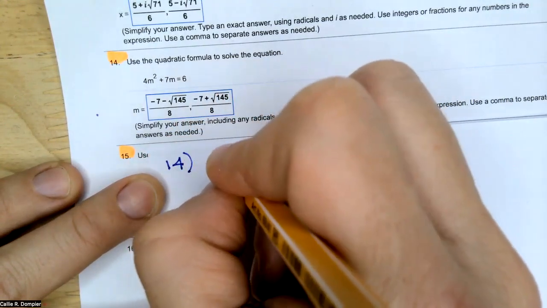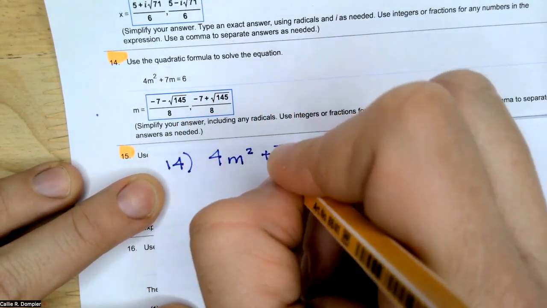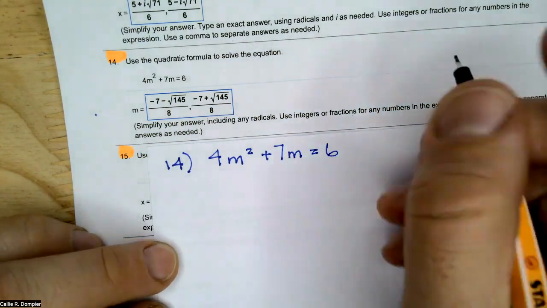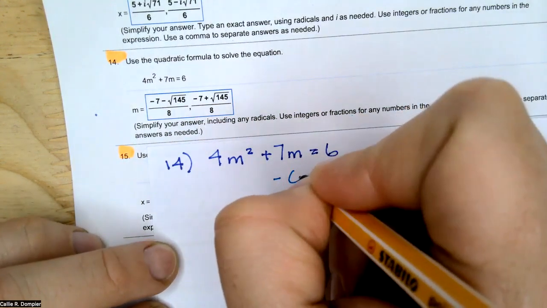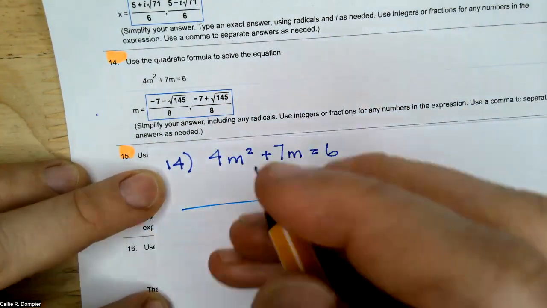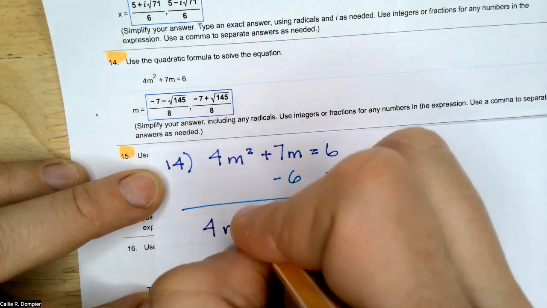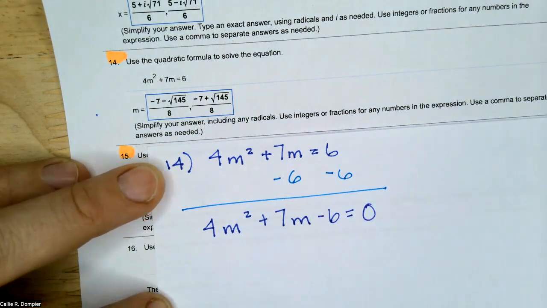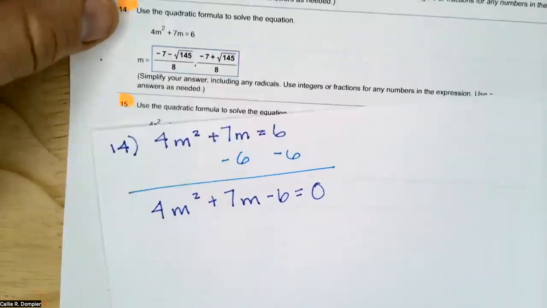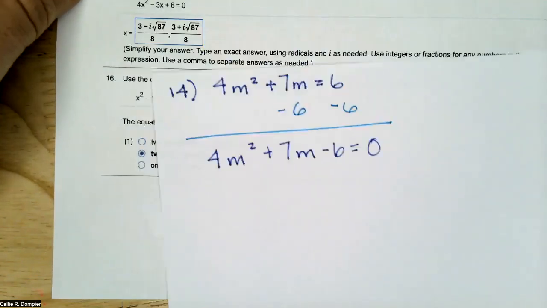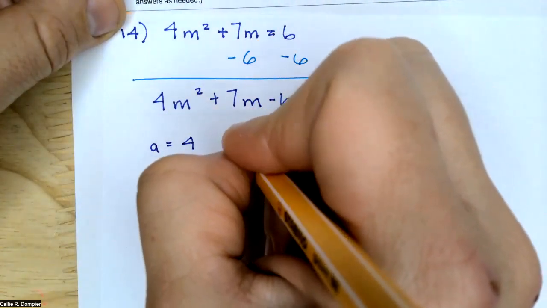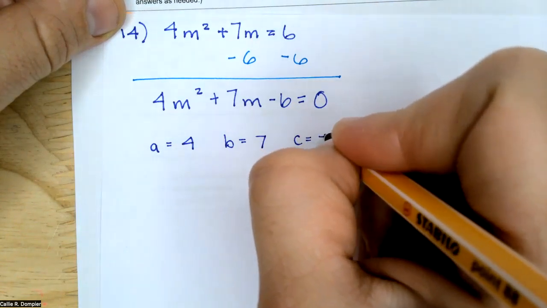14 is 4m squared plus 7m equals 6. Again, let's move that 6 over. We get 4m squared plus 7m minus 6 equals 0. You can see we're going to have a big number under the radical there. That's okay. A is 4, B is 7, C is negative 6.